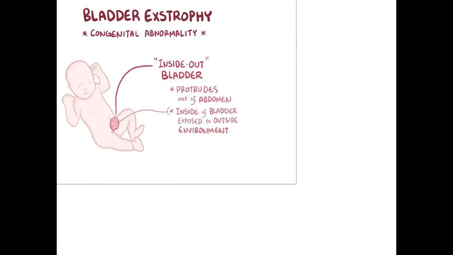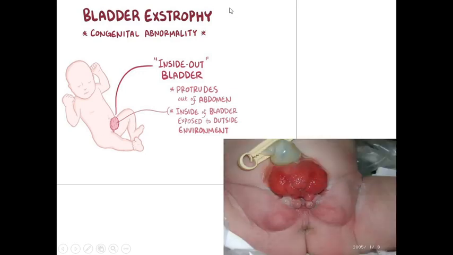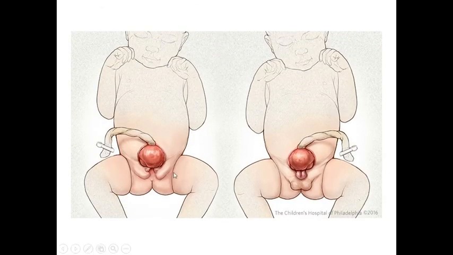Now we'll see bladder exstrophy. In a normal person, the bladder is inside the pelvic cavity. But in bladder exstrophy, the bladder is not in the pelvic cavity. It has protruded out of the abdomen. So the bladder is outside the body. This is how bladder exstrophy looks. This is bladder exstrophy in a female baby, and this is bladder exstrophy in a male baby.